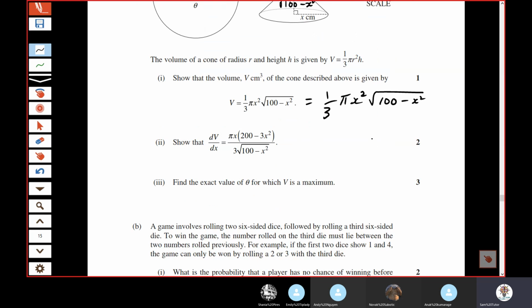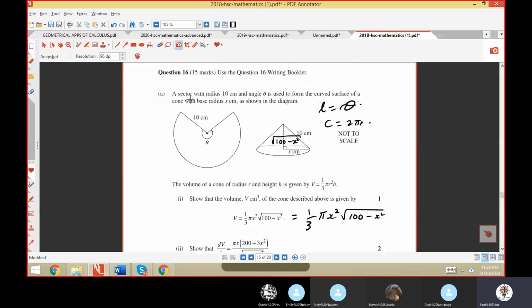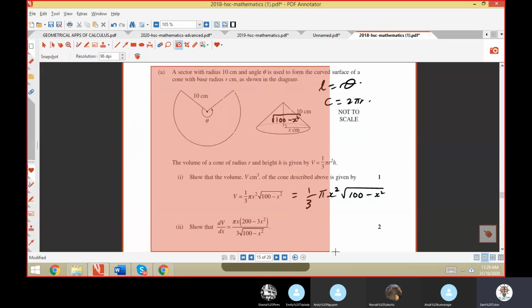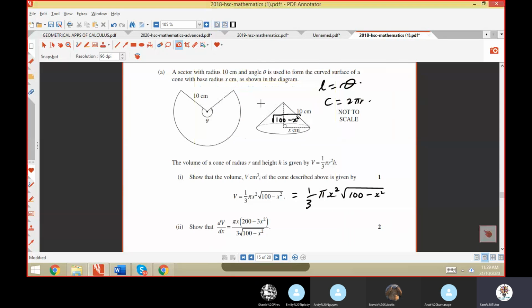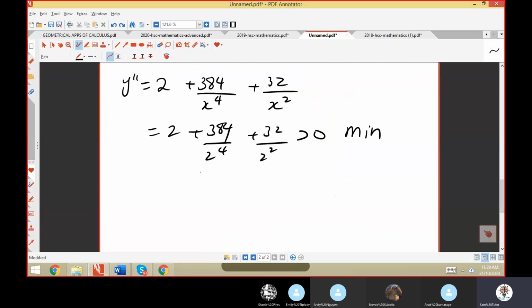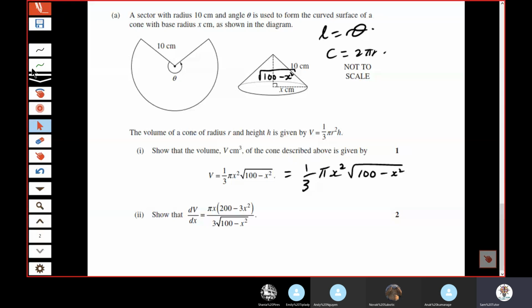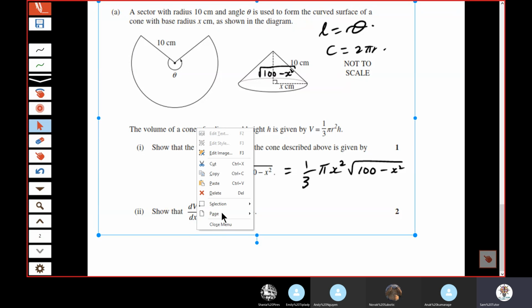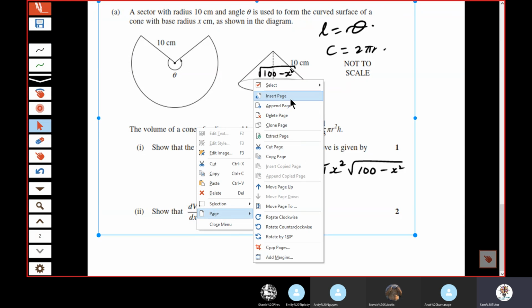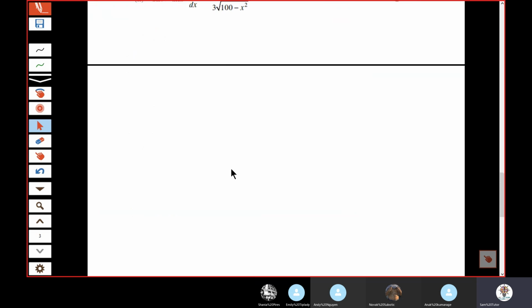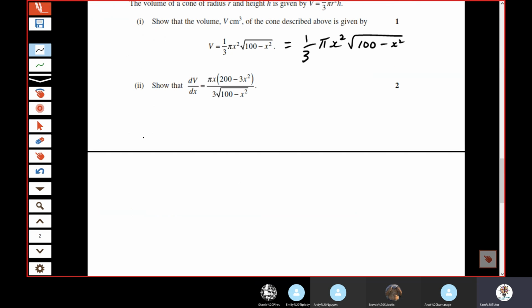dV on dx. Oh, I need to take this one to another page. All right, show that dV on dx is equal to that. Did you get it out, Levo? No? What do you need to use if you're going to differentiate this? Product. Okay, so you realize that. That's good. dV on dx, let's do it.